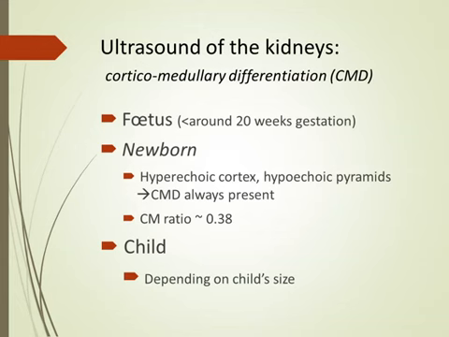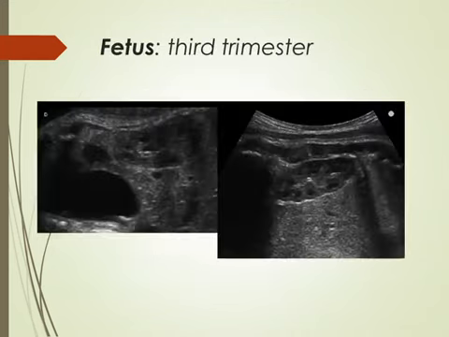We can see it already in the fetus, we see it surely in the newborn, and sometimes in the child, and this is related to the hyperechogenicity of the cortex with hypoechoic pyramids. So especially in the newborn, it should always be present. If you want, you can measure the corticomedullary ratio, the thickness of the cortex divided by the thickness of the medulla, and it is around 0.38.